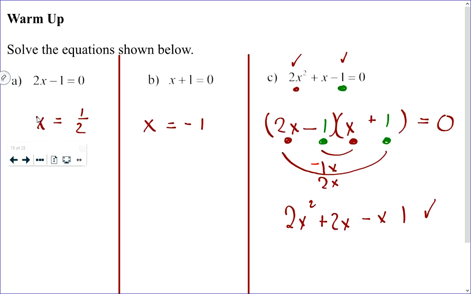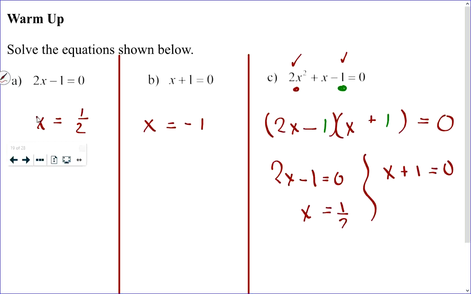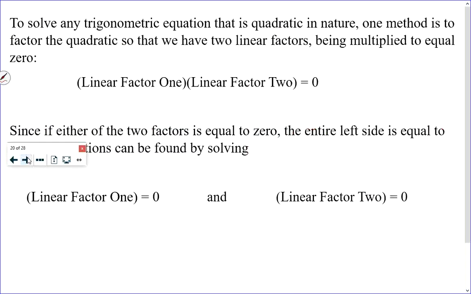I hope that you're seeing the point here. And I don't care how you factor it. Neither does a diploma exam marker. I hope you're seeing the point that once you factor this, to solve it, you've already solved it, right? All you're doing here is you're saying 2x minus 1 equals 0, and x plus 1 equals 0. So x equals 1/2, x equals -1. In other words, these two equations are subsumed inside of this equation. So if you can solve this, you can solve these.